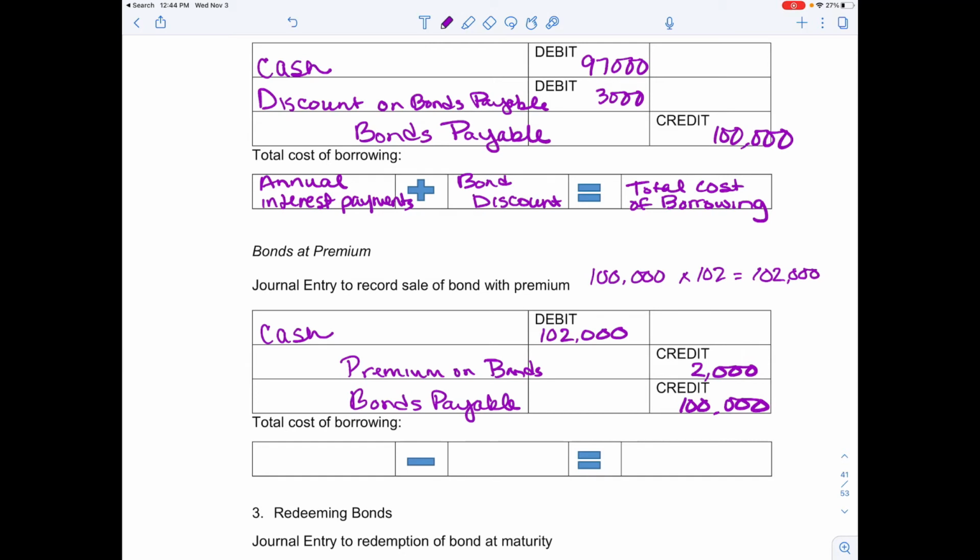Therefore, when I'm calculating the total cost of borrowing here, because it's selling at a premium, I'm still looking at the annual interest payments. This time I'm subtracting that premium to give me the total cost of borrowing.